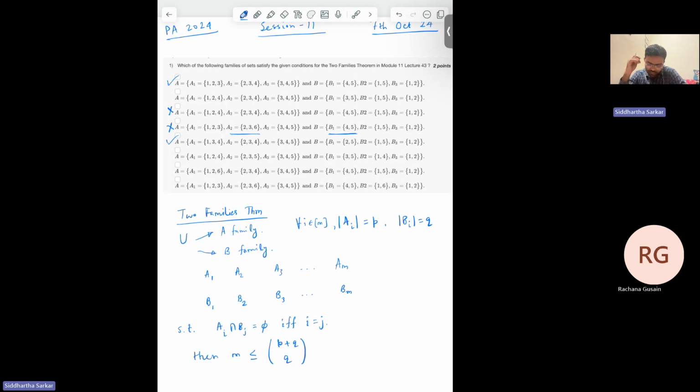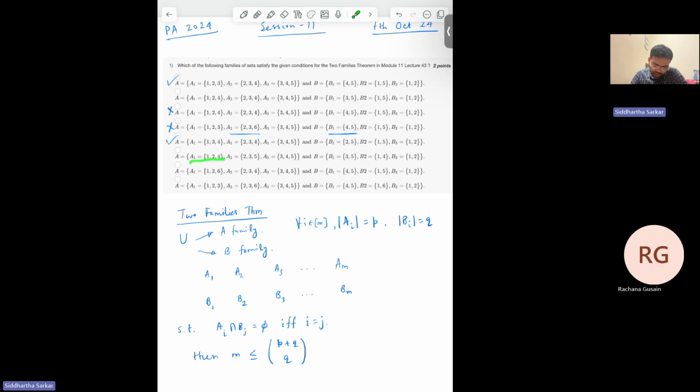Let us also verify the remaining options for the sake of completeness. First, check how many sets are there in family A. There are 3 sets, so family B should also have 3 sets. That is fine. So let us see what is A1 intersection B1. So 1, 2, 4, and 3, 5. There's nothing in common. So that is all right.